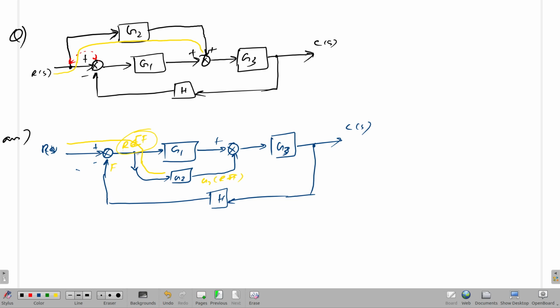In earlier cases, when we were interchanging the summing and takeoff points, what was happening? We were dividing, right? Because that gain was being multiplied. But here, because we are interchanging this takeoff and summing point where a feedback is involved, we shouldn't divide or multiply, we should add, right? So let me redraw this particular image.